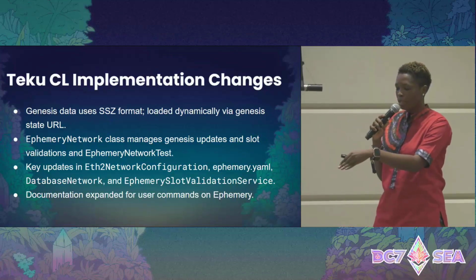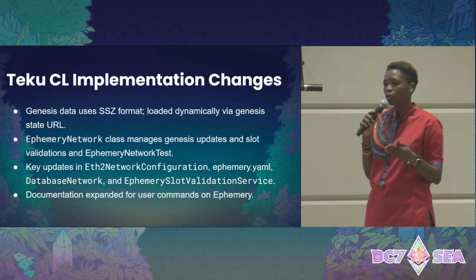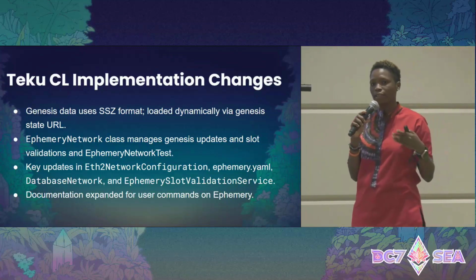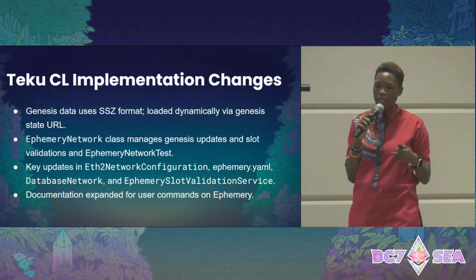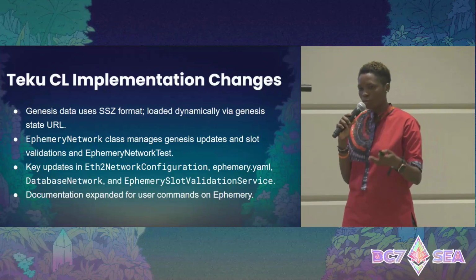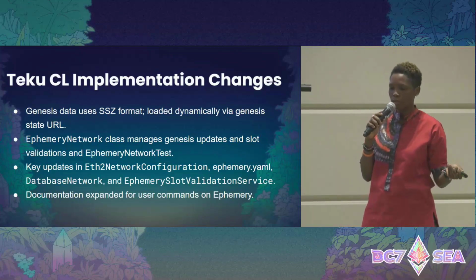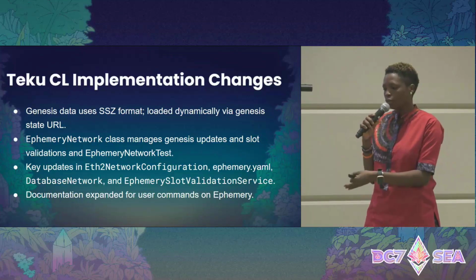So the same thing applies with Teku. We also created a custom class and function to be able to update the Genesis states at every given point in time dynamically. So if you're running the node, you're able to get the updated state every time. So you don't need to go to the Ephemery website to download it and use it on your system.